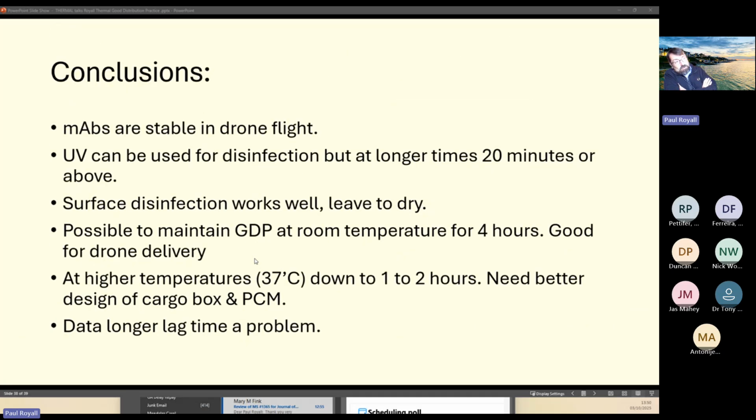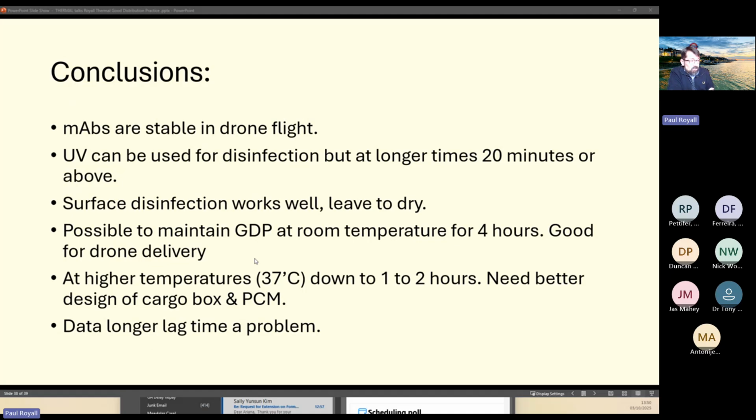So our monoclonal antibodies are stable to drone flight. UV can be used for disinfection. Surface disinfection works well. We need to maintain good distribution practice for temperatures for at least 4 hours in our Malta application that I mentioned.